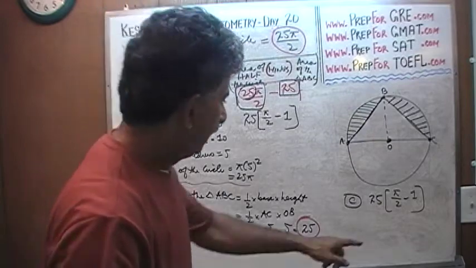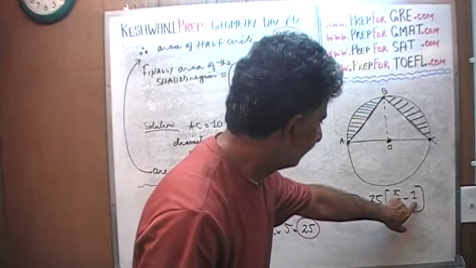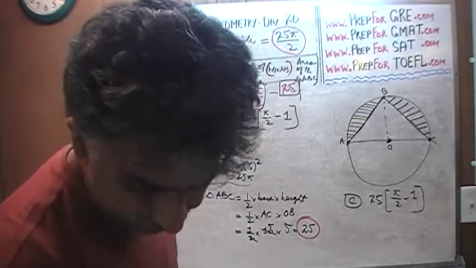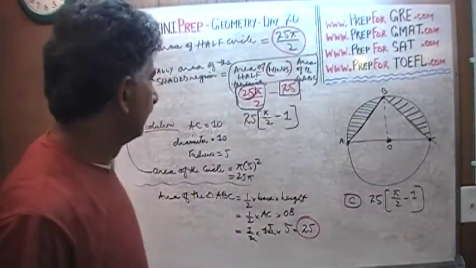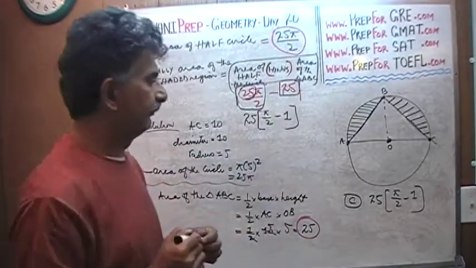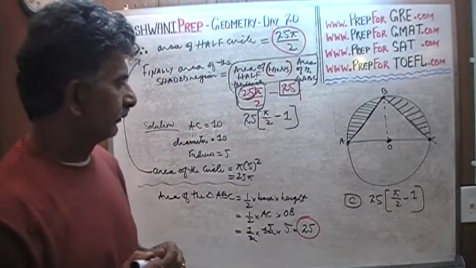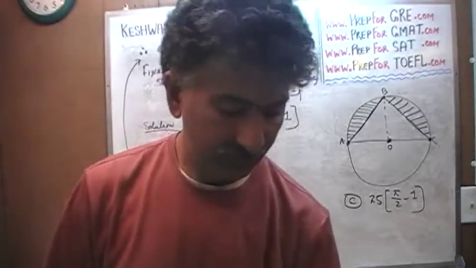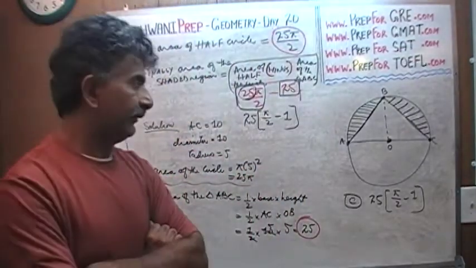I put down this 2 outside, which made this half. It wasn't a half. Sorry about that. Things like that happen sometimes. But anyway, this is your final answer: 25 times pi over 2 minus 1. If you were struggling to come up with the answer, then sorry about that, as I said.